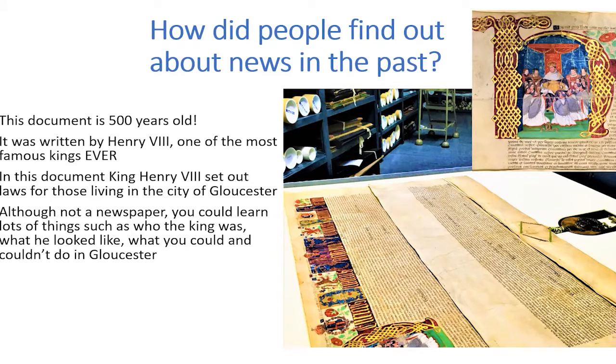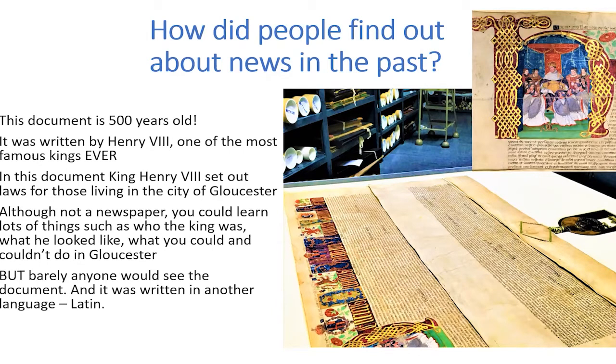Although not a newspaper, you could learn lots of things, such as who the king was, and what he looked like. And again, you can see him in that image, but if you're thinking, I've seen pictures of Henry VIII because he's so famous and he didn't look anything like the man in that picture, that's because this particular picture was done when he was a younger man. And most of the images we know of Henry VIII was when he was a bit older than in this image. You could also from this document find out what you could and couldn't do in Gloucester.